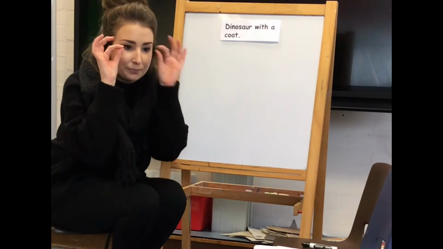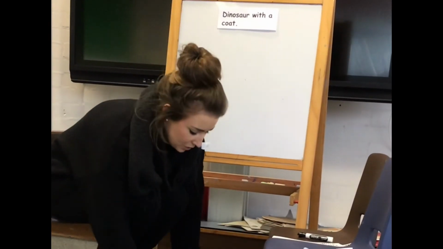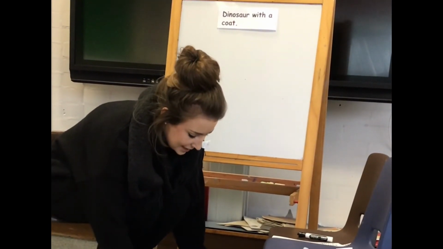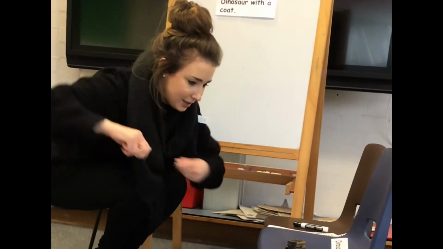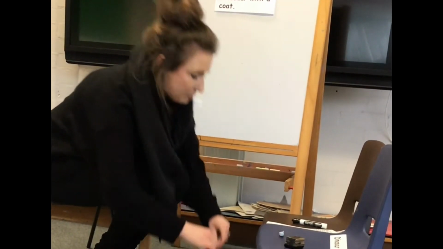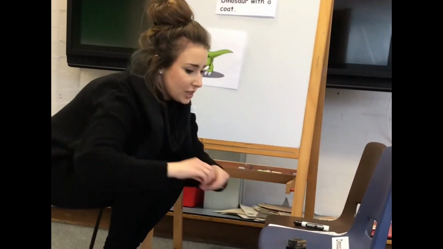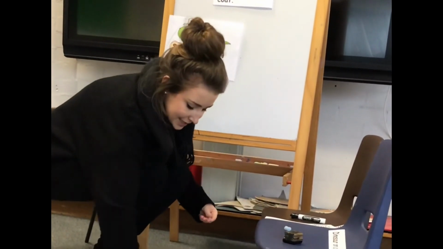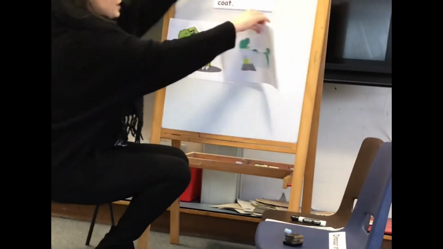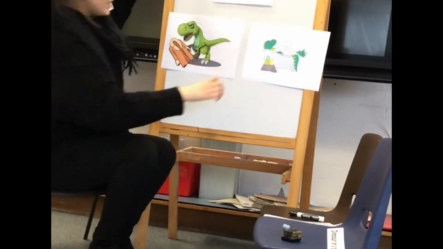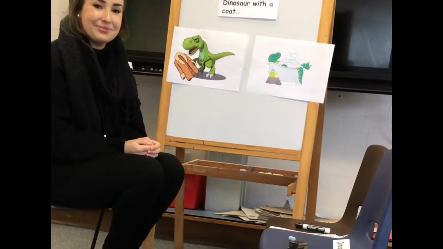Close your eyes. When you open them, I have got a special job for you. Okay, I need your help when you open your eyes to see if you can point to the right picture. So we're going to read the sentence again and see if you can point to the right picture. So, open your eyes. Well done.